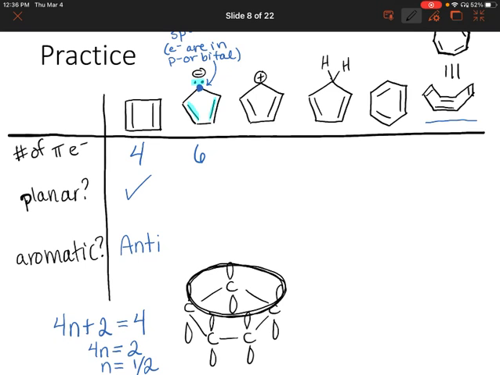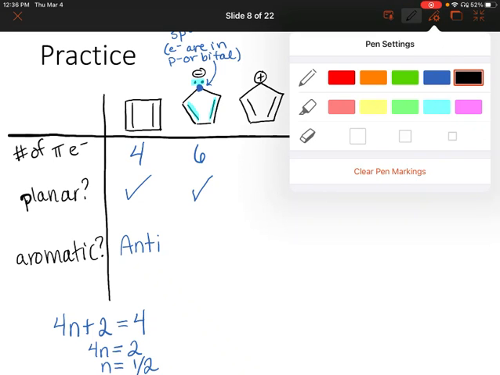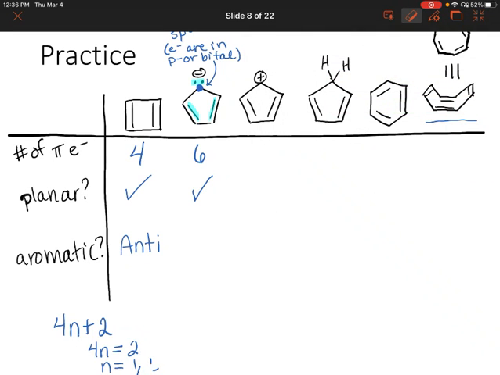All right. Now, the next question, is this molecule planar? And I already kind of gave you the answer. Yes, it is planar. So now we have to figure out, does this molecule have 4n plus 2 electrons? All right, so let's do our math down below, figure out if n is a whole number. So we'll set 4n plus 2 equal to 6. We'll subtract 2 from both sides, which gives us 4, and then n equals 1. So this is aromatic.